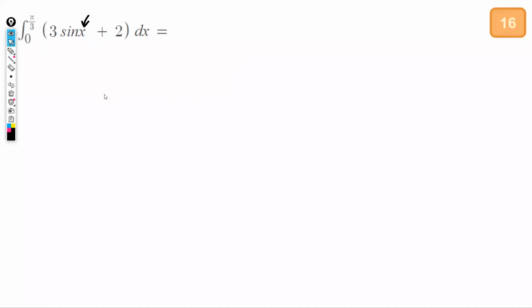All right, so everyone get started. I'll look out for your answers. When you integrate 3 sine x, now when you integrate sine, you just get minus cosine. So you'll get minus 3 cosine x plus 2x.